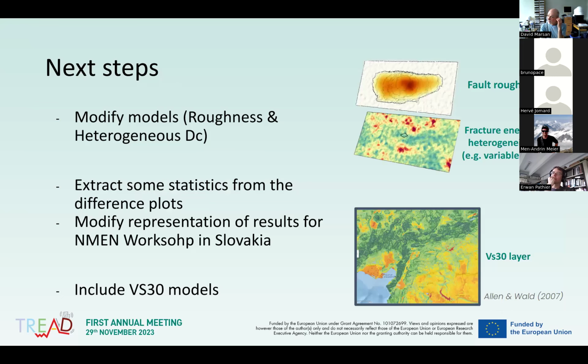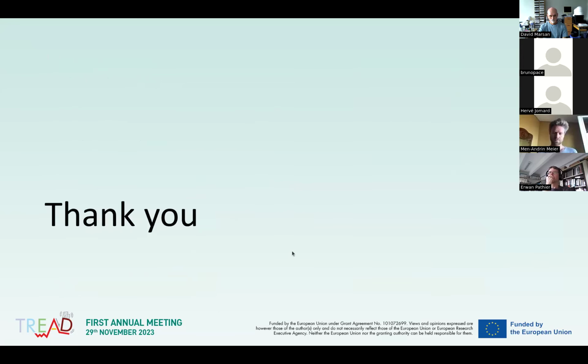So the next steps, like I said, is to extract some more quantitative values from these differences. I'm also going to be attending a workshop in Slovakia at the end of June. So the idea is to find a really good way to show these results. Since there are many variables, it's a bit challenging to actually pass the message along. And in the meantime, there are still some things that need to be arranged in the actual simulations. And once that is complete, the next step is to include VS30 models. And that's it.